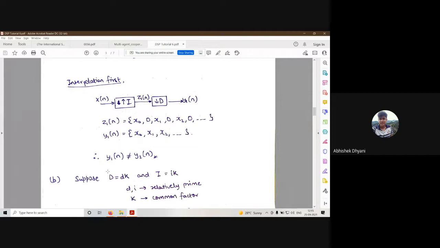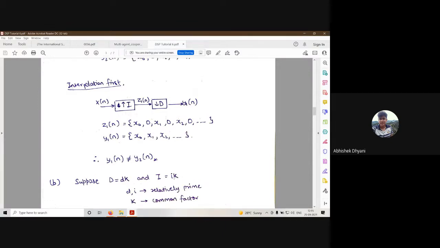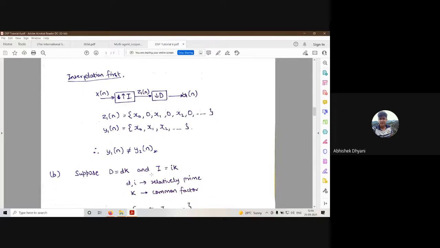Let us take some generic D and some generic I. We have taken D as some small d multiplied with K, and K is some common factor. Similarly, I is taken as some small i multiplied with K. Now this K could be any common factor. If they are relatively prime, it just means that D is equal to small d and I is equal to small i, because we have selected these D and I to be relatively prime. But if K is not equal to 1, then these two numbers are not relatively prime. So let's take this case.